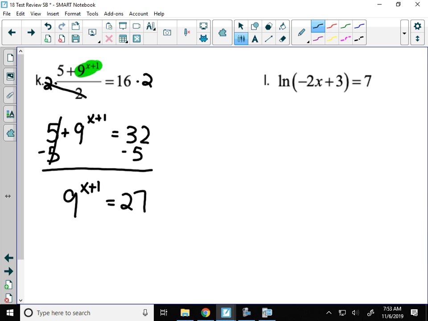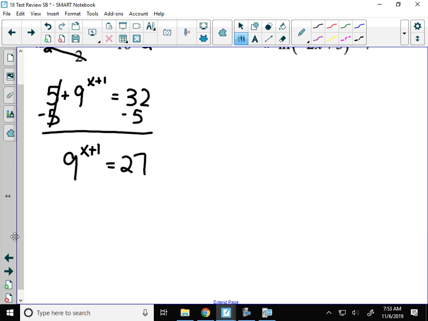Now that I've isolated the exponential, I can decide, do I use a common base or do I take the log? Here, 9 and 27 both have a common base of 3. So I can use common bases if I want, or I can use a logarithm. I'm going to show you common bases. I'm going to rewrite the 9 with a common base of 3. So, 3 squared, keep the same exponent, and 27 is 3 cubed.